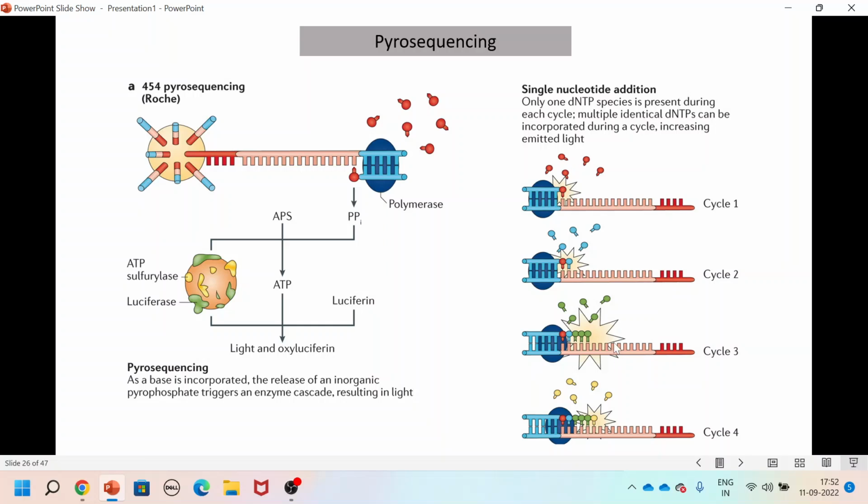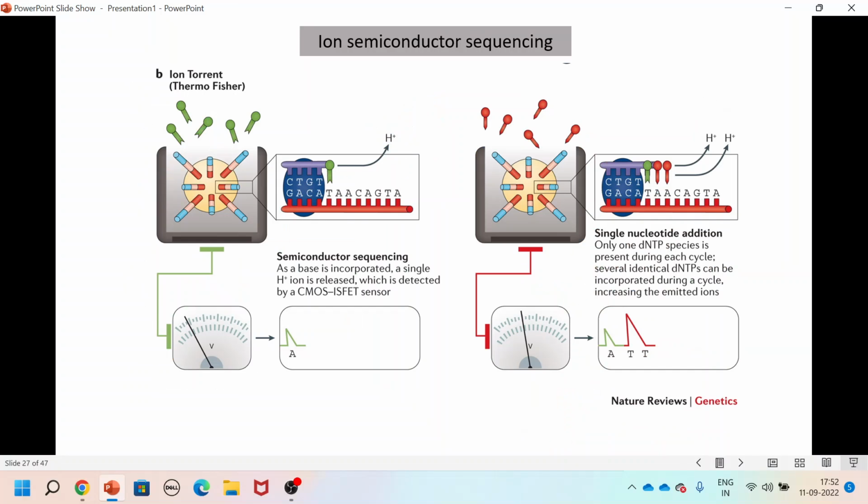there will be the binding of the next nucleotide, there will be the release of the pyrophosphate group, and this pyrophosphate group will therefore lead to this energy dependent enzyme mechanism, which will lead to the formation of luciferin and ultimately resulting in the production of the light.